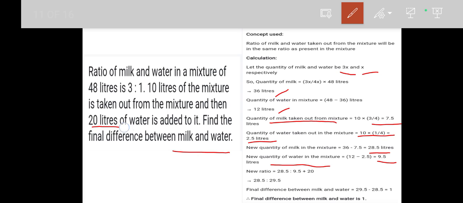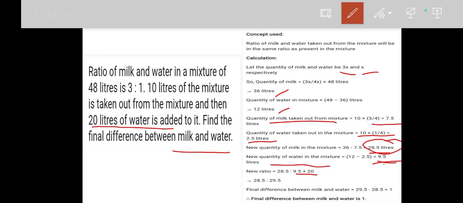Because in the question it is given that 20 liters of water is added. So in that 9.5 we have to add another 20 liters. So we have the new water quantity as 28.5 and the new quantity of milk as 9.5. But another condition is given in the question that 20 liters of water is added. So the ratio becomes 28.5 is to 9.5 plus 20 liters of water. So the ratio now becomes 28.5 is to 29.5.